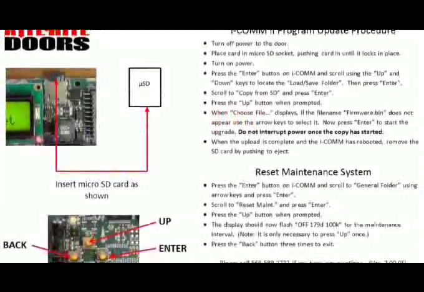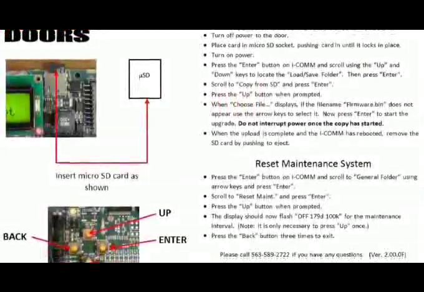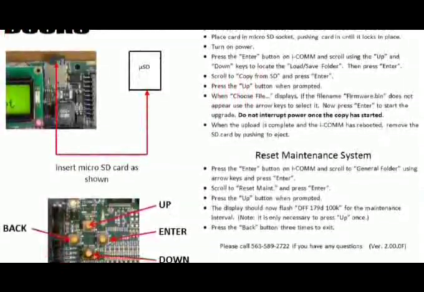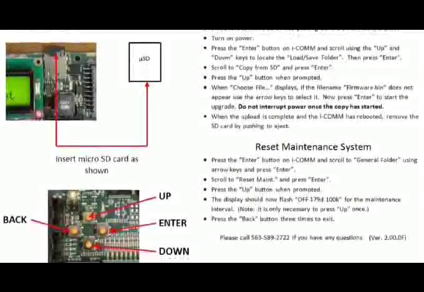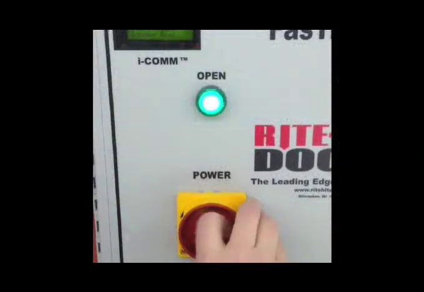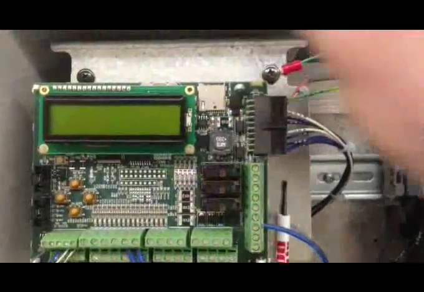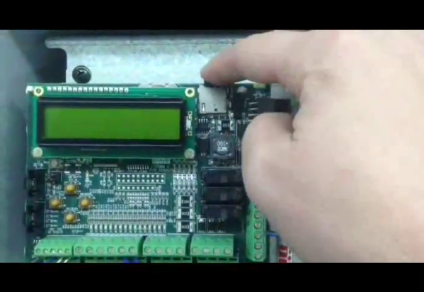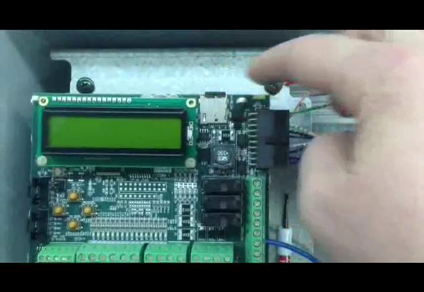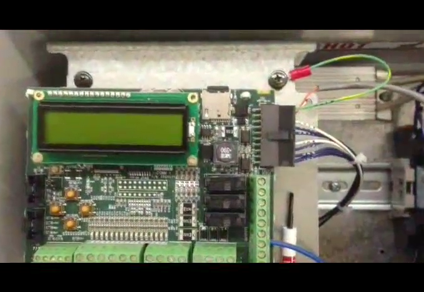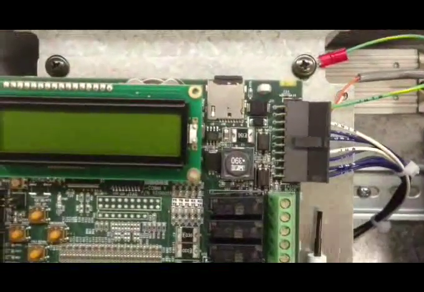This video will instruct you on the proper procedure to upgrade the ICOM 2's firmware. First, disconnect the power as shown. Remove the SD card from the instruction sheet provided and insert into the top of the ICOM in the socket provided. Push to lock in place.